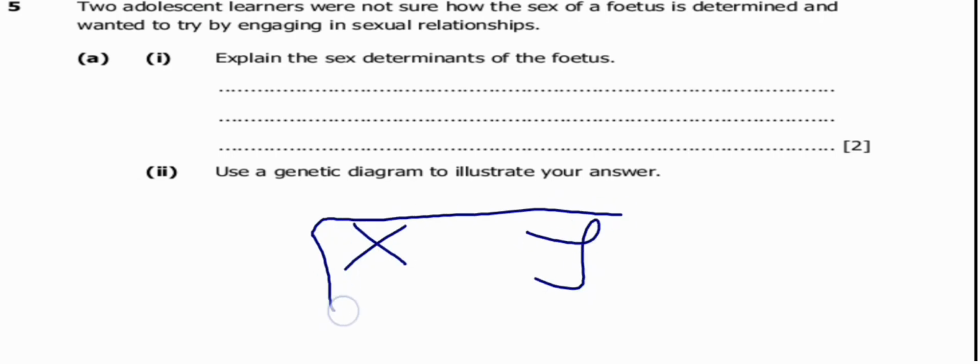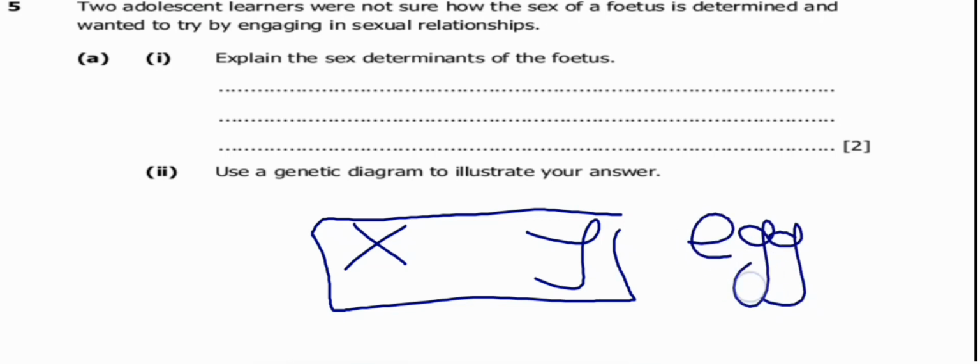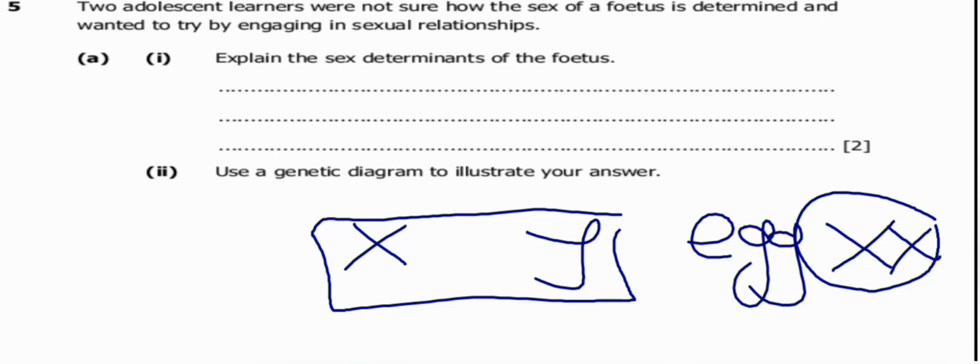So these are the two types of chromosomes that we have, and these are the chromosomes which determine the sex of the fetus. So we are going to say the sex of the fetus is determined by the two types of chromosomes, the X chromosome and the Y chromosome. Now, one thing that you need to know is that the egg from the female has XX chromosomes.